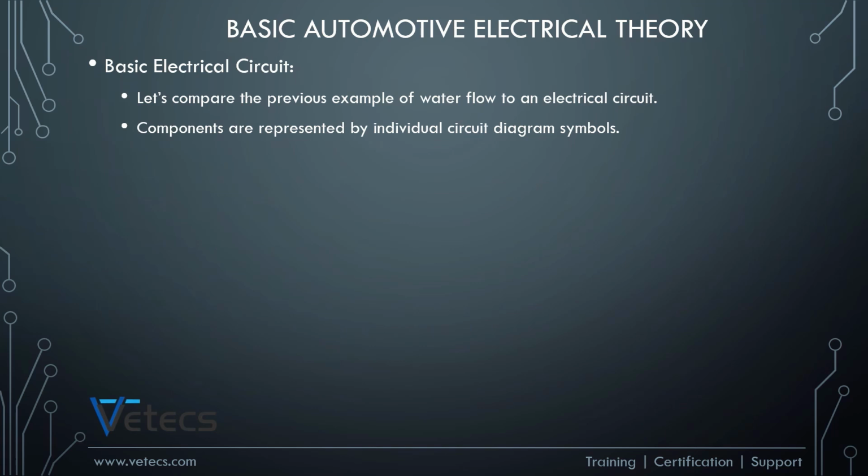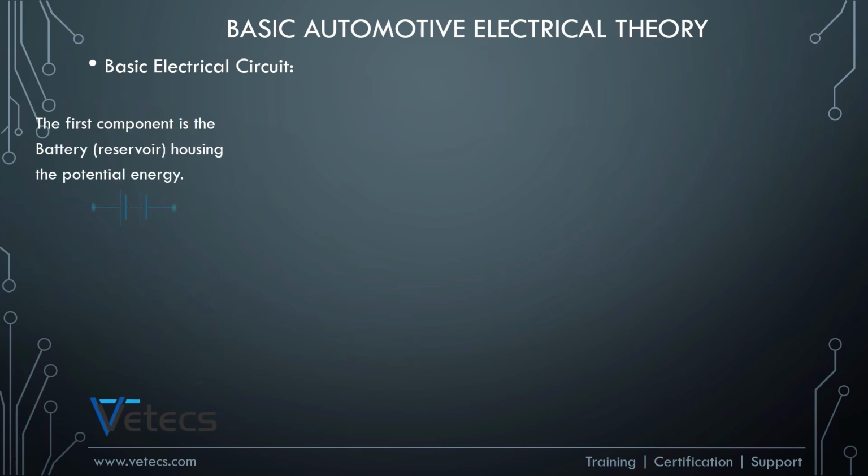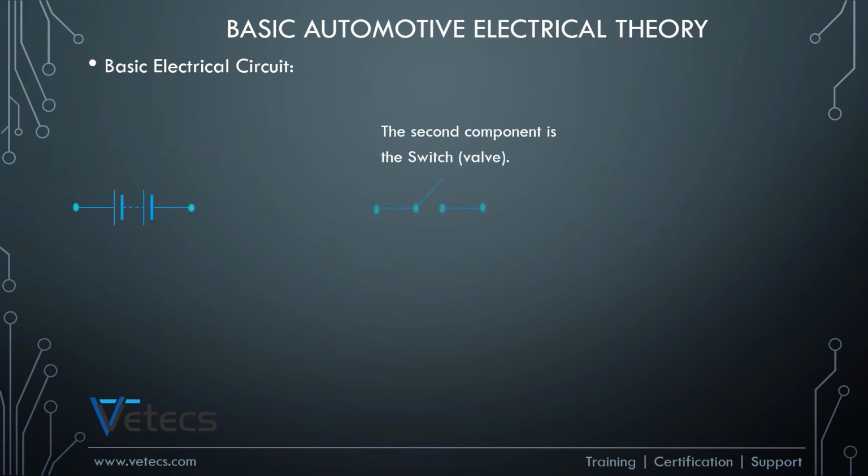The components in an electrical circuit are represented by individual circuit diagram symbols. The first component we will add is the battery symbol, housing the potential energy, which represents the reservoir with water. The second component we will add is the switch, representing the valve.